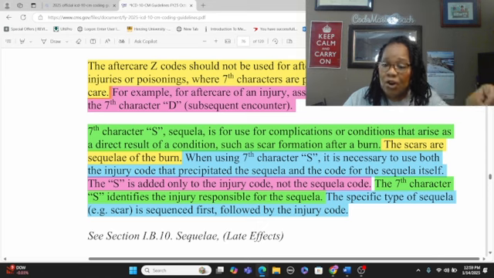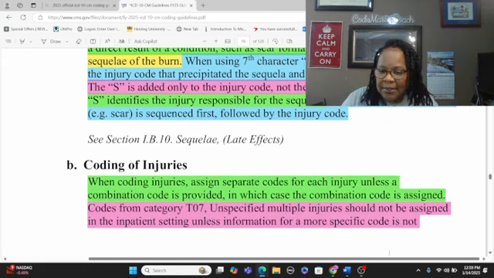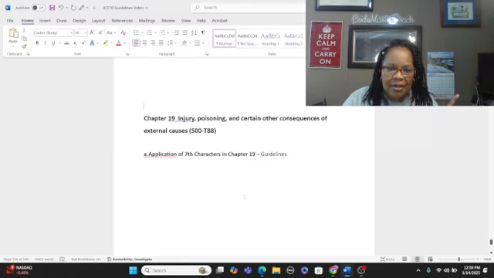They have that scar today. And it says the seventh character S identifies the injury responsible for the sequela. And then the specific type of sequela, such as the scar, is sequenced first, followed by the injury code. Now let me check my outline, make sure I covered everything I wanted to cover for A, application of a seventh character in chapter 19.